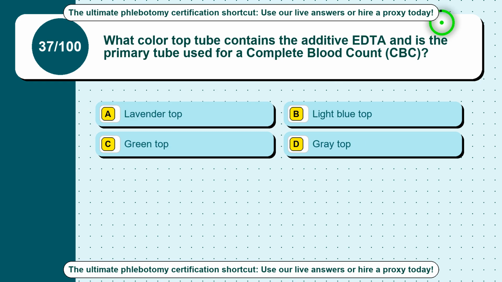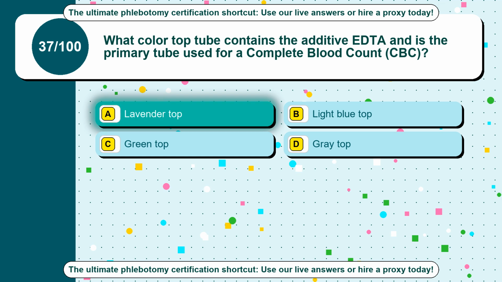Question 37. What color top tube contains the additive EDTA and is the primary tube used for a complete blood count, CBC? Option A. Lavender top. Option B. Light blue top. Option C. Green top. Option D. Gray top. The correct answer is option A.